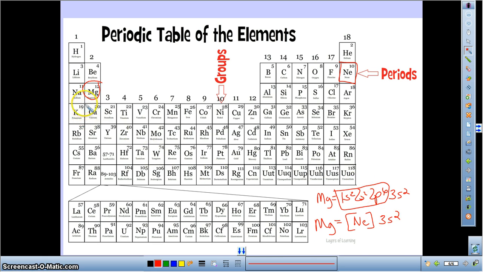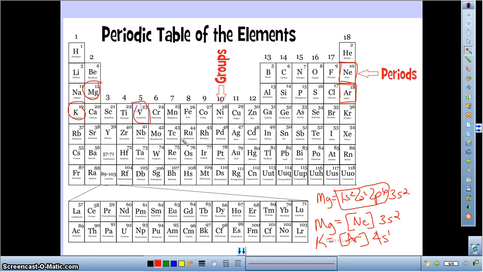Let's try another one. Let's do potassium. So I could write out 1s2, 2s2, 2p6, 3s2, 3p6, 4s1. But if you notice, the noble gas right before potassium is argon. So I can shorten that, and I can say the electron configuration of argon, and then I can write 4s1.